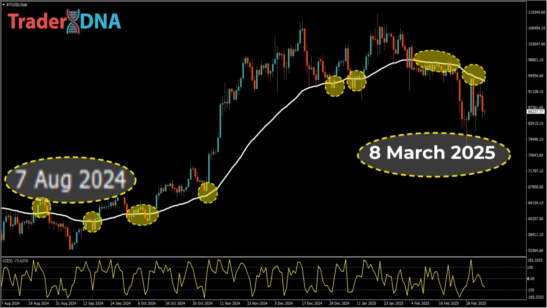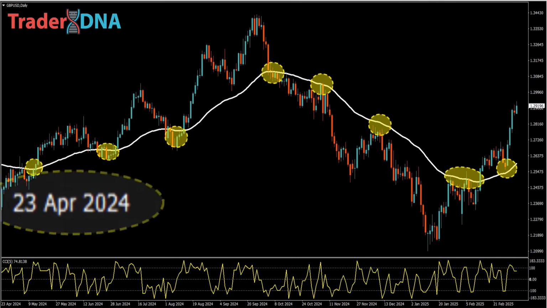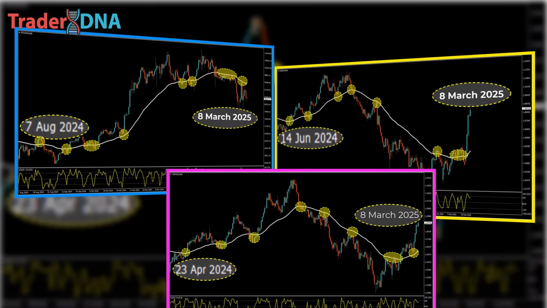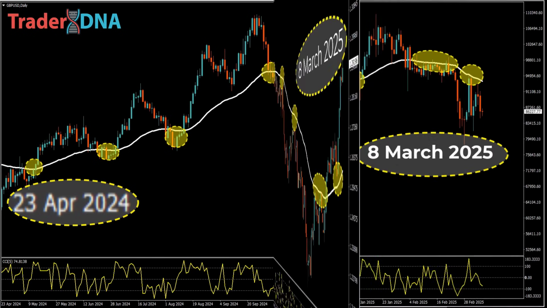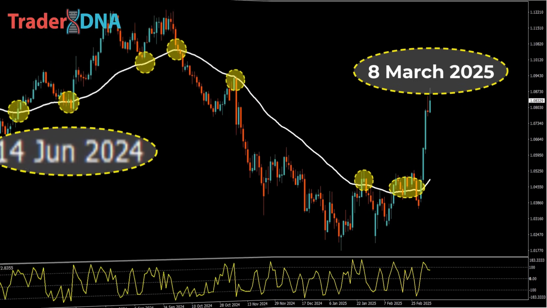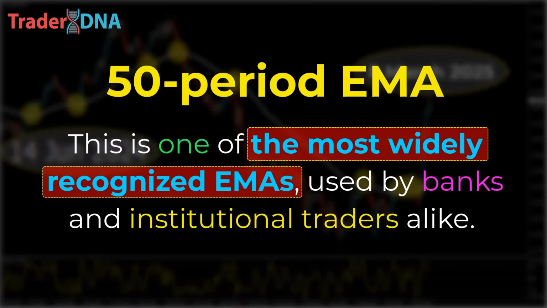And finally, here's the GBP/USD chart on the daily time frame. From April 23rd, 2024 to March 8th, 2025, we see the same pattern, price respecting the 50-period EMA time and time again. So after seeing these three solid examples, do you think the 50-period EMA is just another random setting? Absolutely not! This is one of the most widely recognized EMAs, used by banks and institutional traders alike. That's why it's a powerful foundation for incorporating moving averages into market analysis.